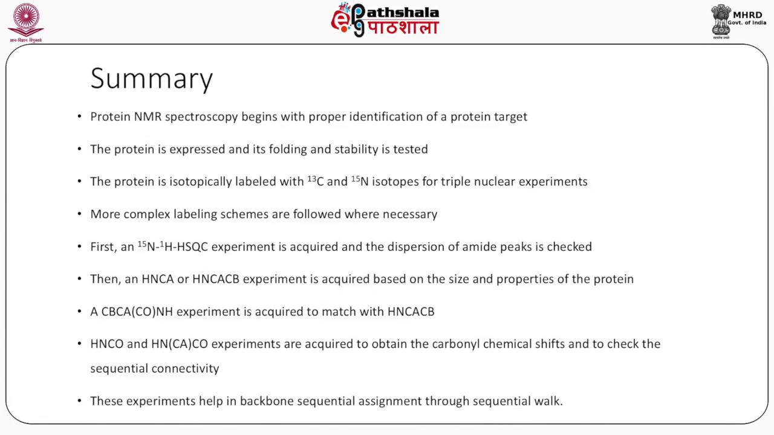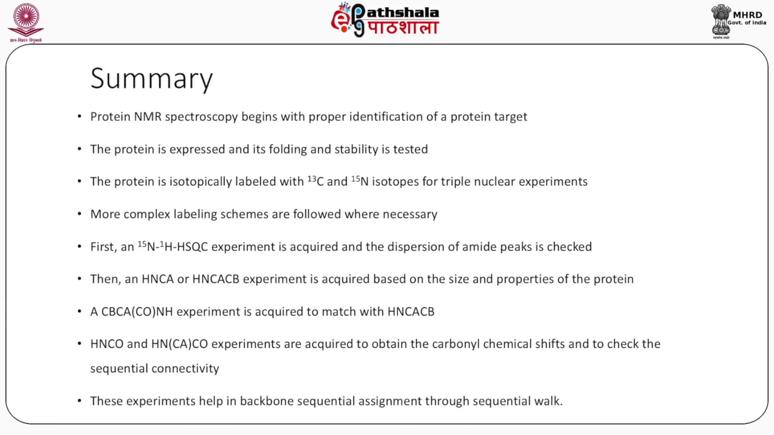So, with this we come to the end of this module, and now let us summarize. Protein NMR spectroscopy begins with proper identification of a protein target. The protein is expressed and its folding and stability is tested. The protein is isotopically labeled with C13 and N15 isotopes for triple nuclear experiments. More complex labeling schemes are followed where necessary.